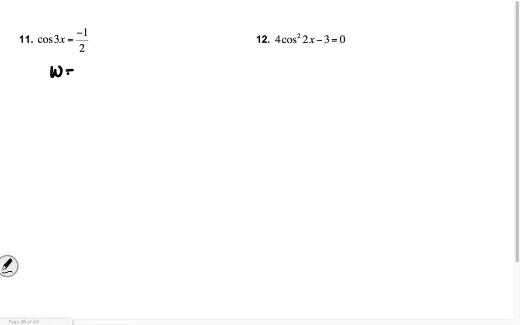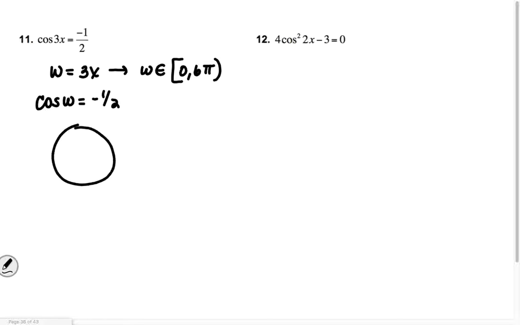So this one we're going to let w equal 3x. So we're going to do cosine of w equals negative 1/2, and we're going to find w on, so w is an element of, is how I write it. You don't have to write it that way, it's fine. We're going to find w on 0 to 6 pi. So we're tripling the interval, because in the end, I'm going to divide all my w's by 3. So when I divide them all by 3, then all my answers will be on 0 to 2 pi.